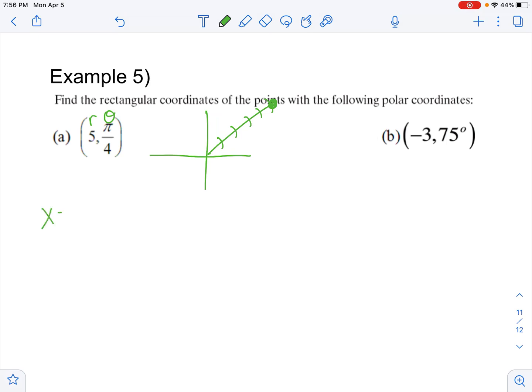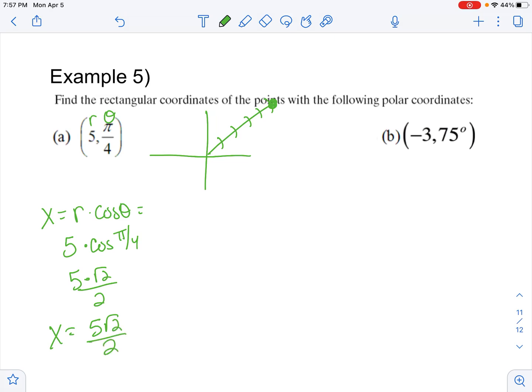Okay, so if we want to find x, we have to do r times cosine of theta. Well, that's going to be 5 times cosine of pi over 4. Well, I know cosine of pi over 4 is root 2 over 2. So if I do 5 times root 2 over 2, that gives me an x value of 5 root 2 over 2. Obviously, I could plug that into my calculator if I wanted and approximate it.